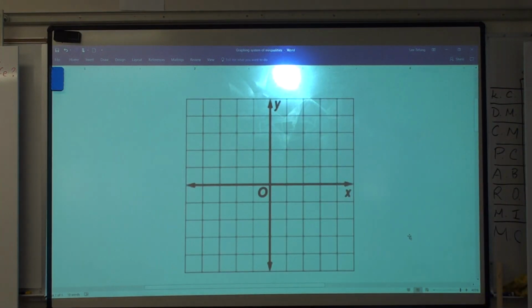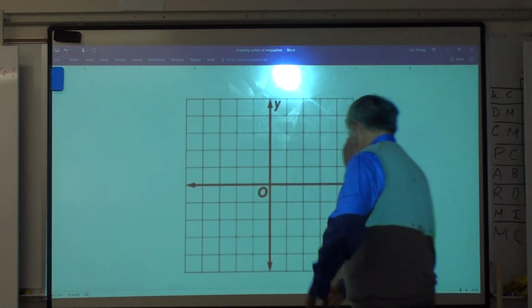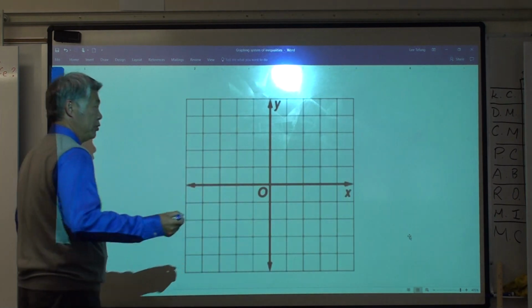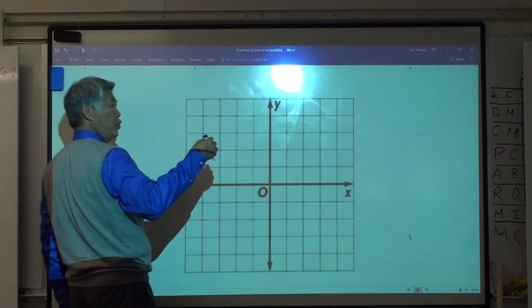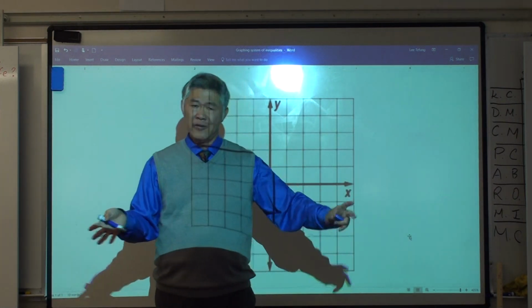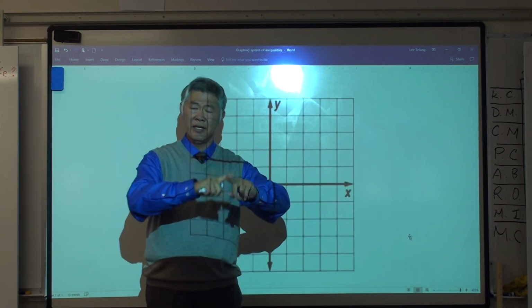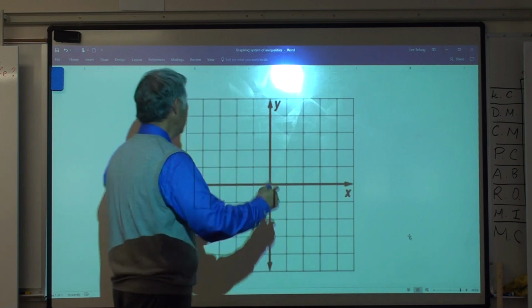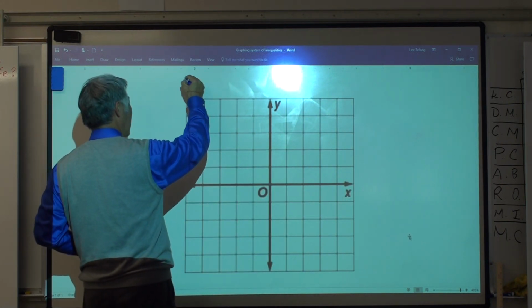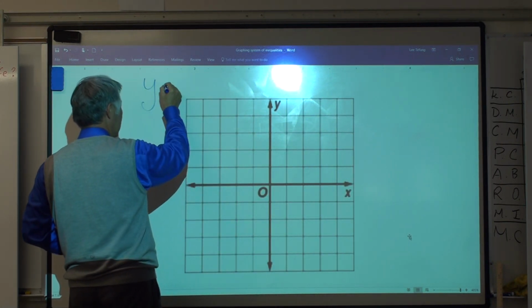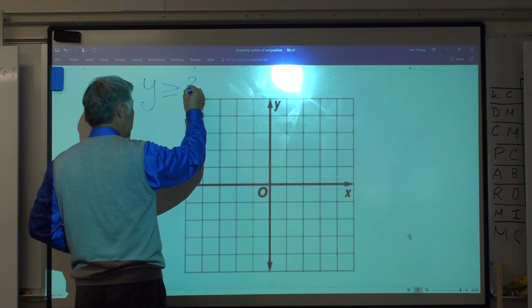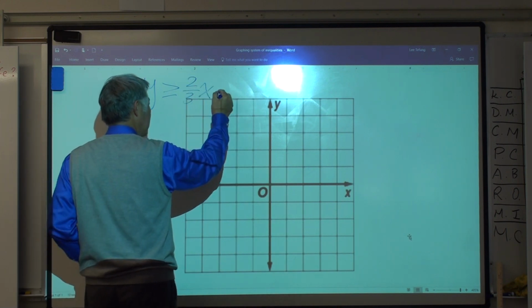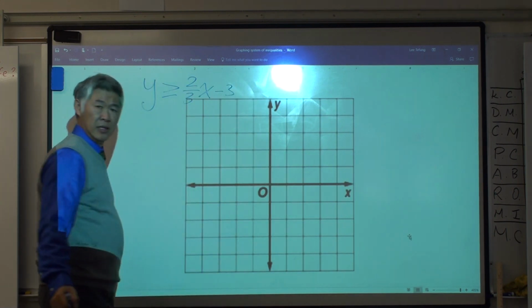Now, I'll give you a quick example question. Suppose you have two inequalities that you have to put together on one graph. How are you going to do that? For example, first one we have y is greater than or equal to 2 over 3x minus 3.